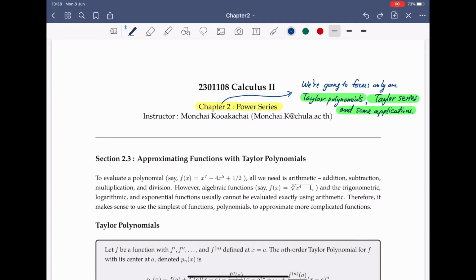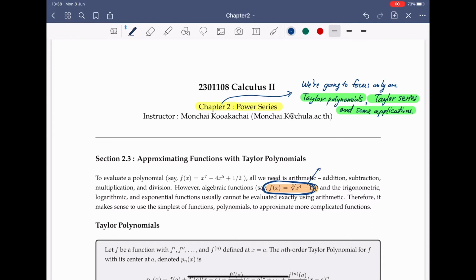So I will give you a motivation behind this topic. First of all, let us consider the function that I have here, which is f(x) equal to the cube root of x to the fourth power minus 1. In order to compute this function, it is not easy, right? Because you have to compute the cube root.